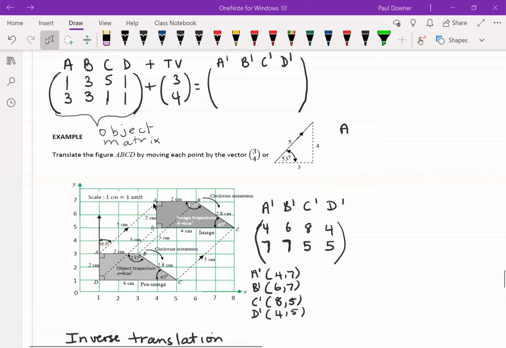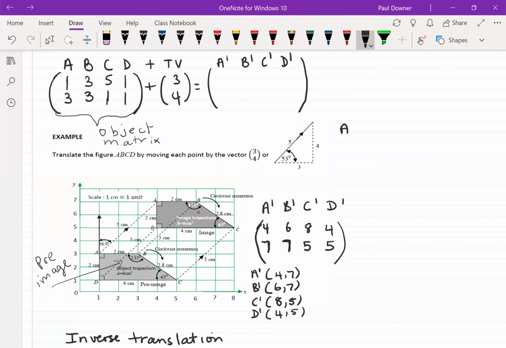So basically, if in the exam they give you this, and they say, find the image of this object by translating with this translation vector (3, 4), you could move each point 3 in the x by 4 in the y, and where they line up, you could connect them dot to dot, and you would get your image shape. So this is your object, and this is your image. Another word that they use for object is pre-image.